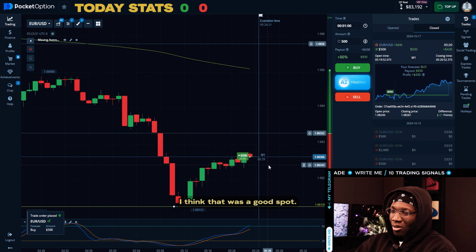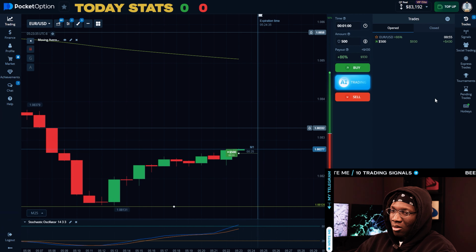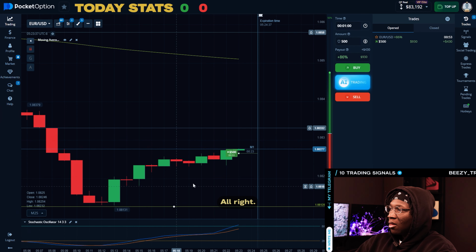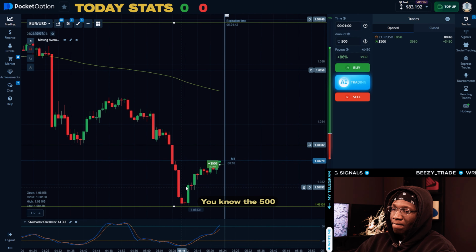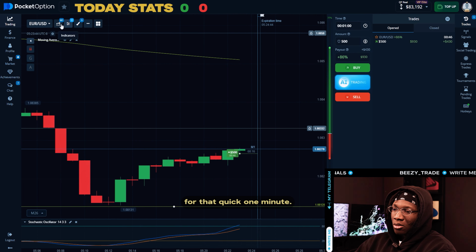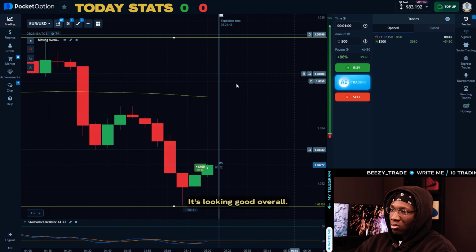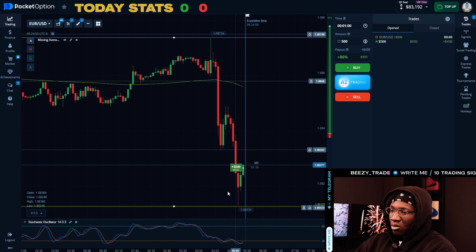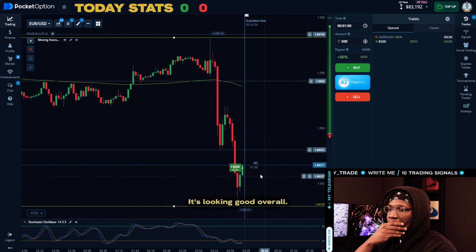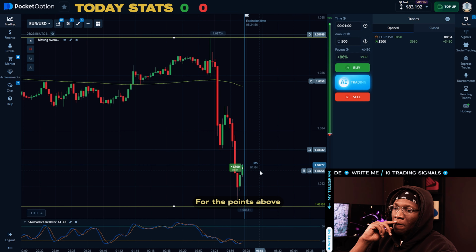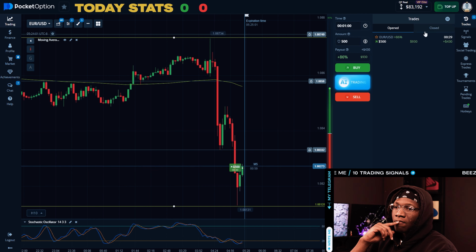I think that was a good spot. All right. So nice little entry right there for another 500 for that quick 1 minute. It's looking good overall. A couple of points above entry point. We're in the money.